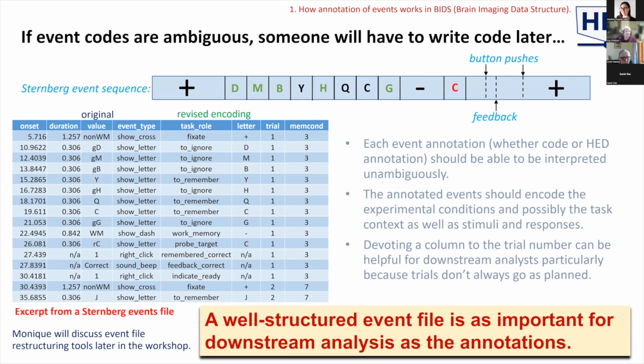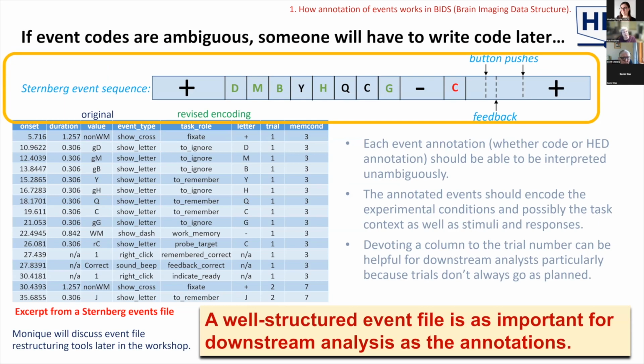So let's look at the problem of ambiguous encoding, and we'll look at the Sternberg data set for that, which is one that we use in it. It's a very nice data set, so we always use it in our examples. So the sequence of events in this data set: a subject sees a fixation cross and then is presented with a series of 8 letters. The ones in green are ones they're supposed to forget. The ones in black they are supposed to remember. Then they see a minus sign, which is their working memory period. And then they get a probe letter. And the probe letter is shown in red.